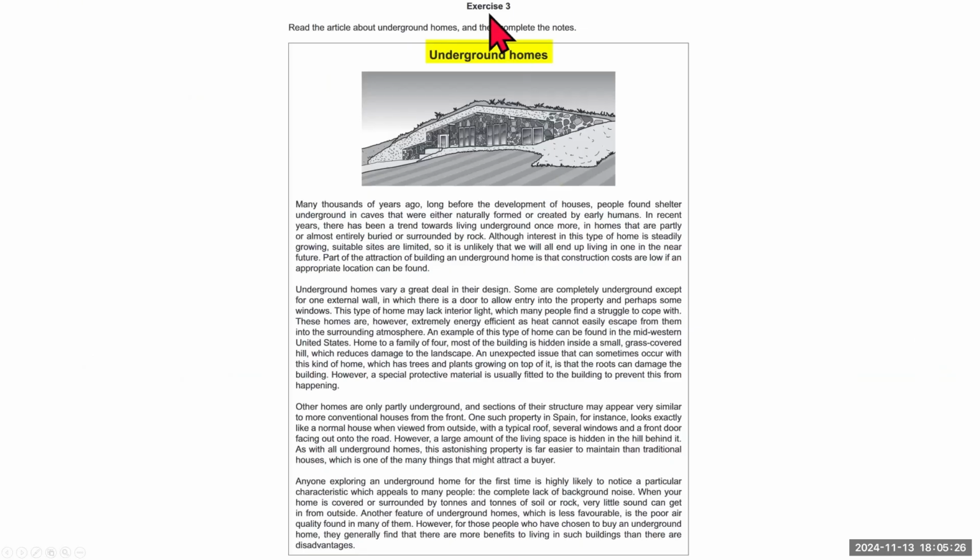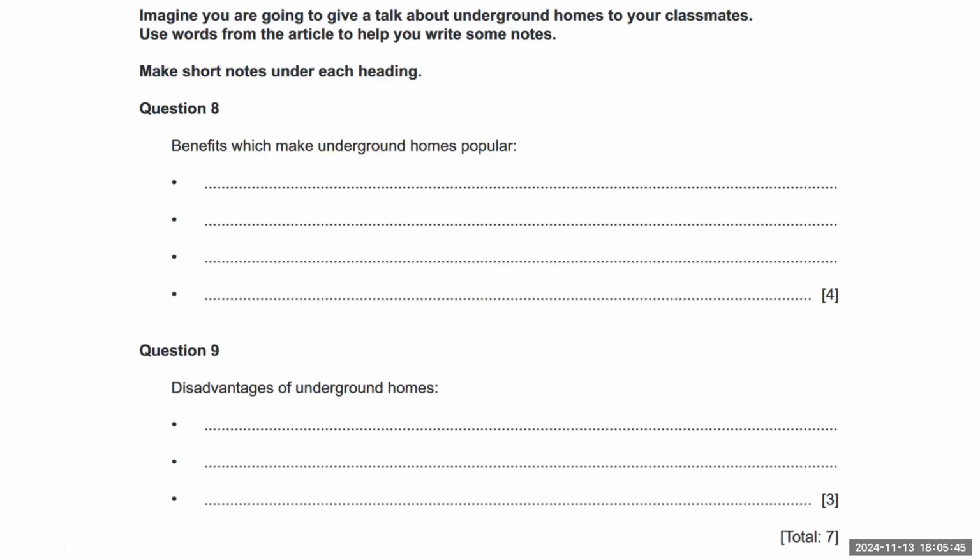This is exercise 3. We're only going to read the title, which is Underground Homes. And then we will go straight to the questions. There are two sections here. For question 8, you have to look for the benefits which make underground homes popular. And for question 9, you have to look for the disadvantages of underground homes.